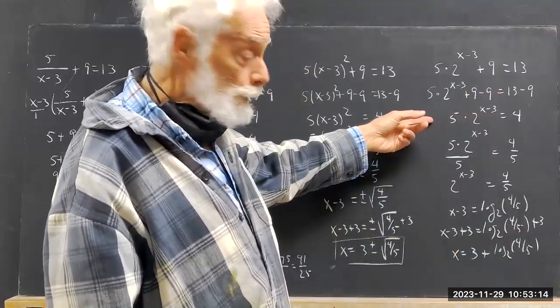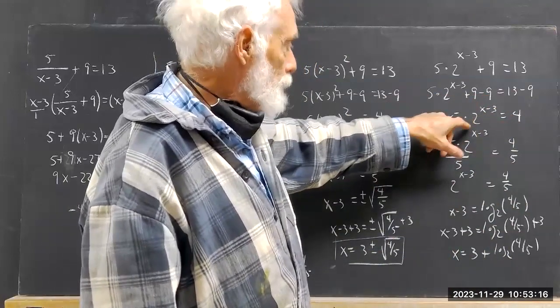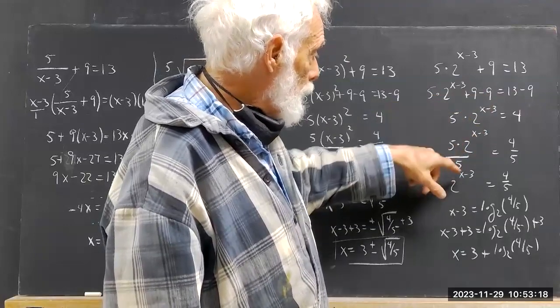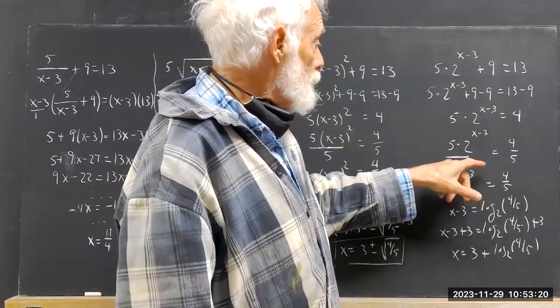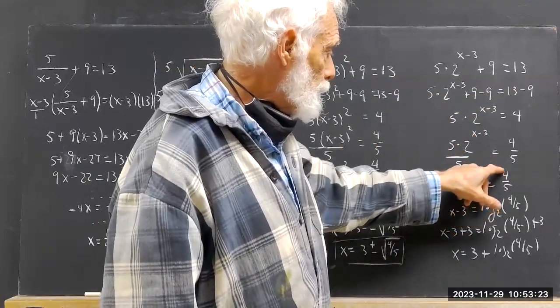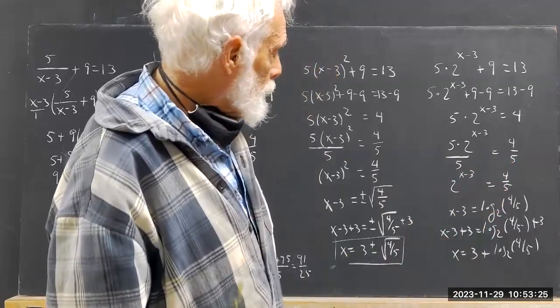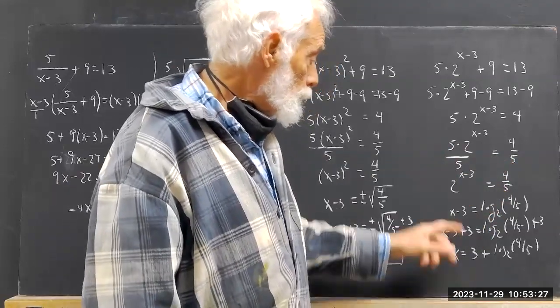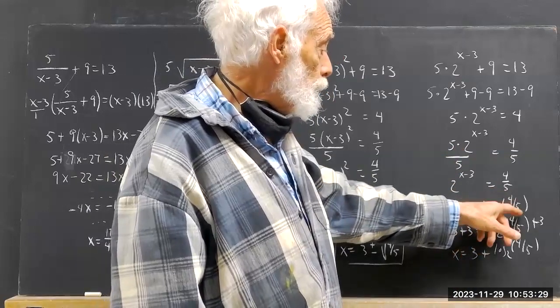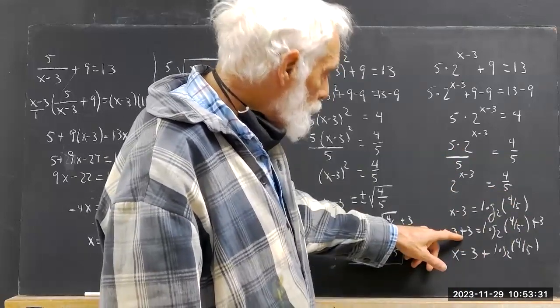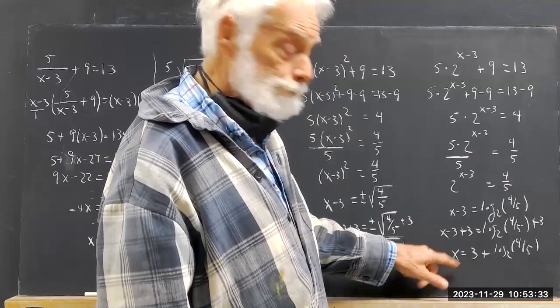Well, the 5 is easy to get rid of. We're multiplying the 2 to the x minus 3 by 5. We divide both sides by 5. And we end up then with 2 to the x minus 3 equals 4/5. Then we just convert this to log form. x minus 3 is log base 2 of 4/5. Add 3 to both sides, and there's x.